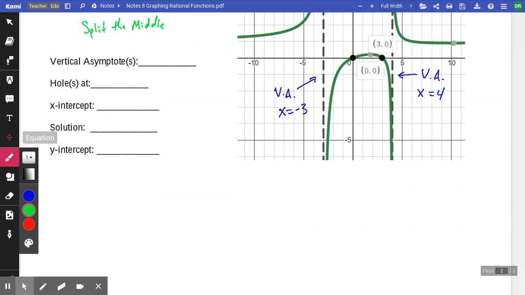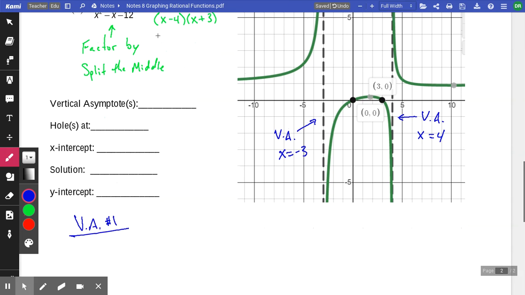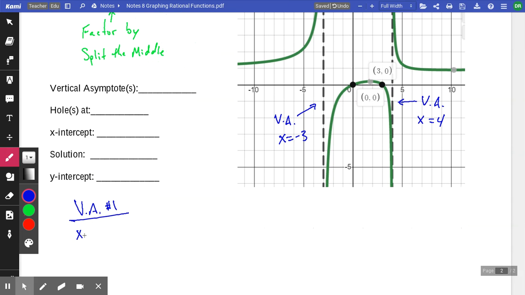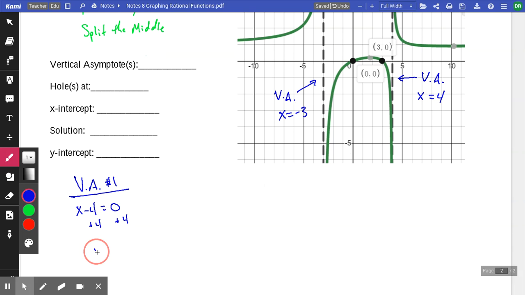So how do you find those locations? Vertical asymptote number 1. Take your first factor that did not cancel, this x minus 4, set it equal to 0, and when you solve, you get x equals 4. And that's what we said. We said it looks like we have one at x equals 4, so that was true.